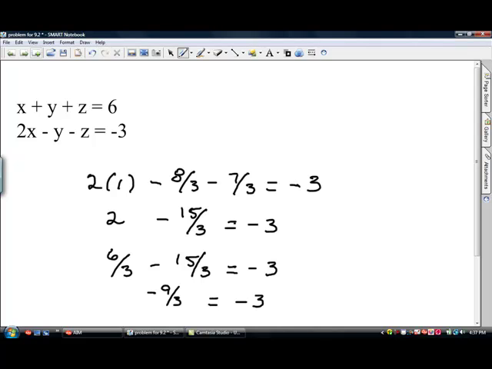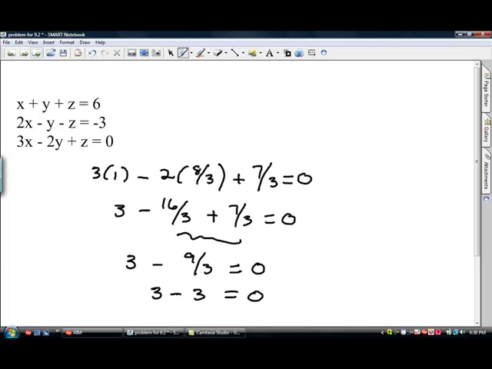Just to be on the safe side, I would probably take the third equation and check it too. I've played it safe and I've taken the last equation, 3x minus 2y plus z equals 0. I've substituted my 3 values in that equation and I've checked the math. So I know that my solutions, 1, 8/3, and 7/3, actually work for all 3 equations. That's the best way to play it if you want to make sure that you're completely right. Make sure that they work for all 3 equations that you have.